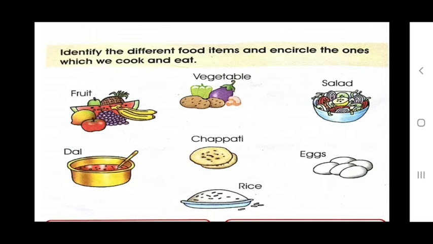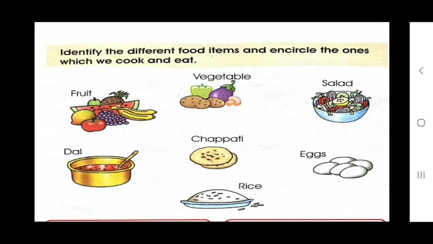So next you see there are different food items that we eat raw and we don't cook them. And there are some items we can't eat them raw. We have to cook them. So let's see. Fruits, we eat them raw. Vegetables, we cook them. Salad, we eat it without cooking. So we eat it raw. And dal, can you eat the dal raw? No, we have to cook it. We have to boil it in the water and then we have to cook it.